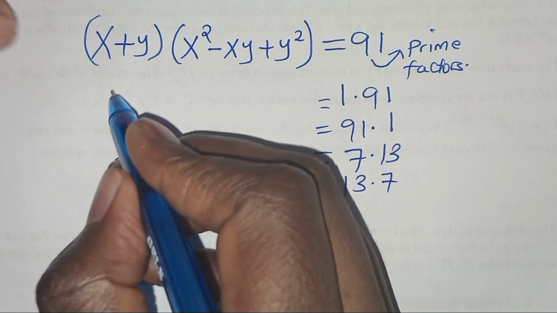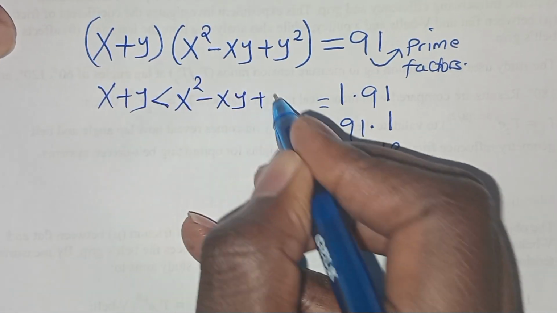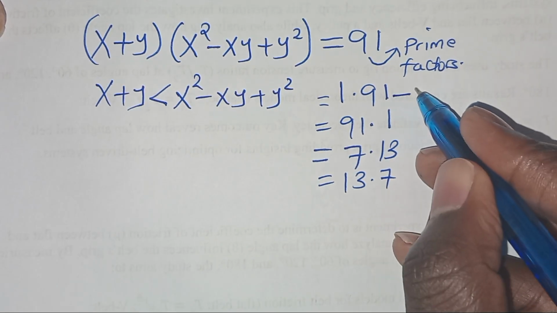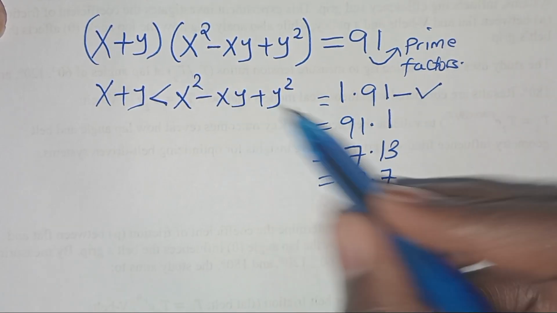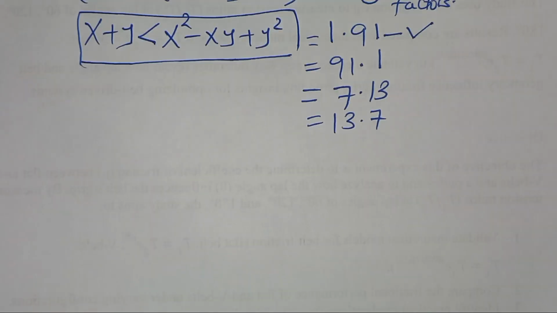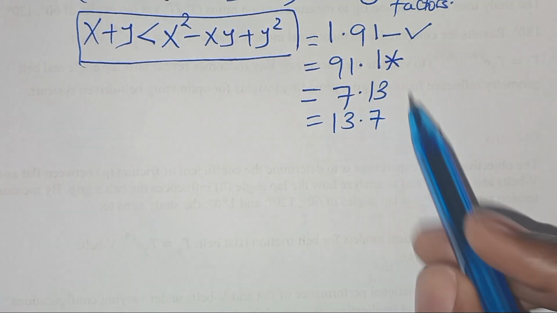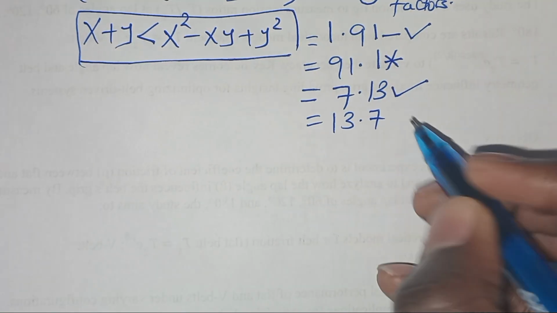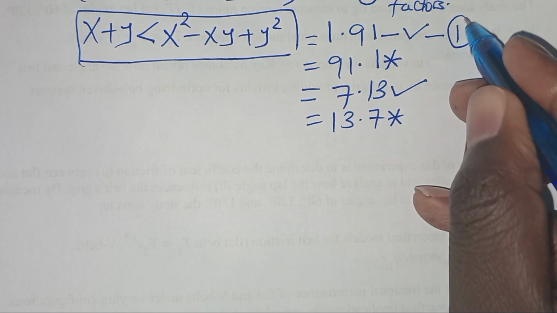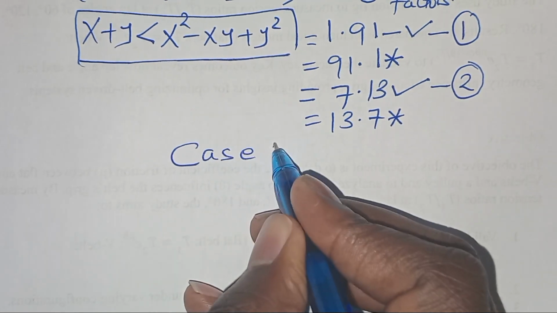And given that x plus y is less than x squared minus xy plus y squared, you find that 1 times 91 satisfies this condition, but 91 times 1 does not satisfy the condition. 7 times 13 satisfies the condition, but 13 times 7 does not. So this is case 1 here, and this is case 2. So let's start with case 1.